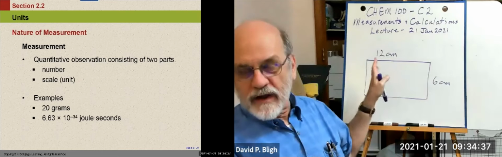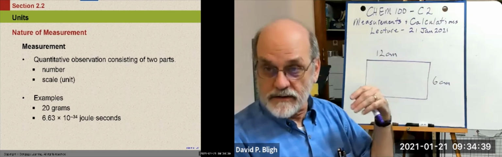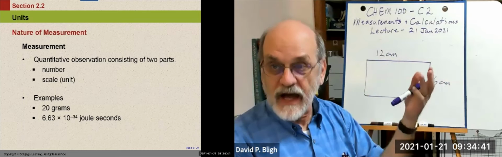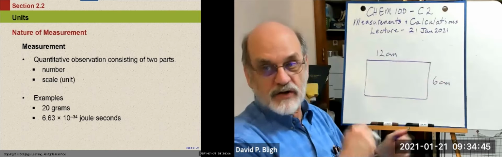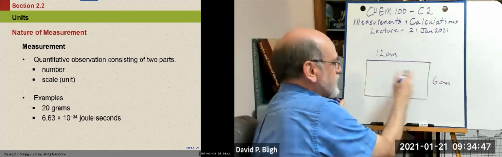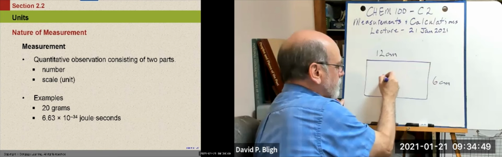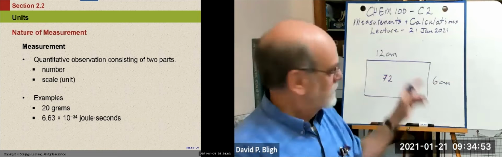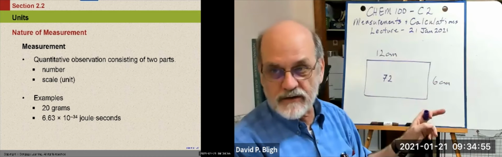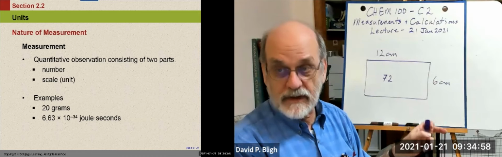So what would the area be here? Well, the area is width times height, right? So 12 times 6 is 72. So that's this one times this one. But you also multiply the units together, right? Centimeters times centimeters is what? Centimeters squared.